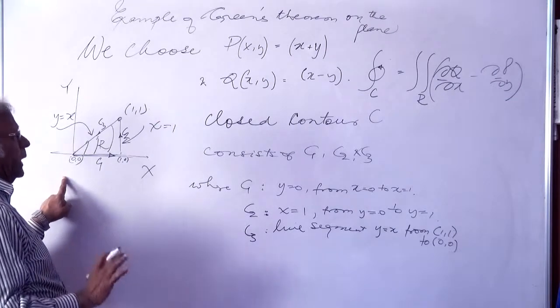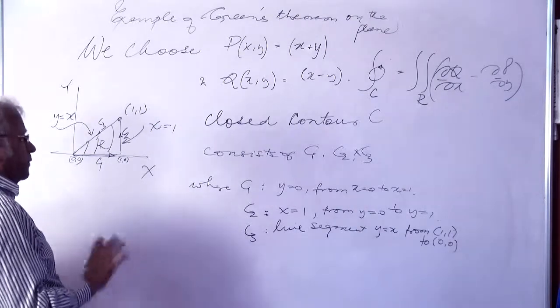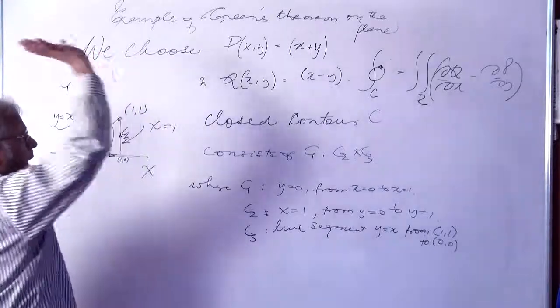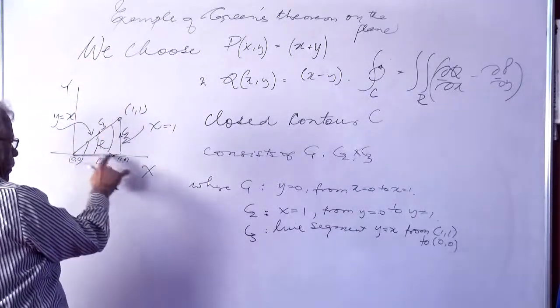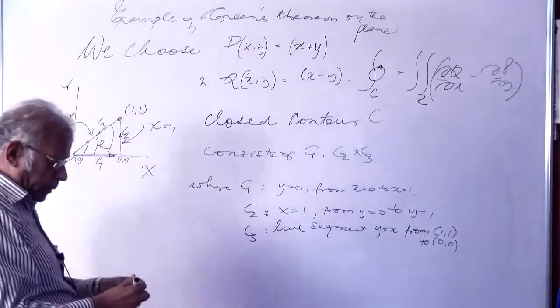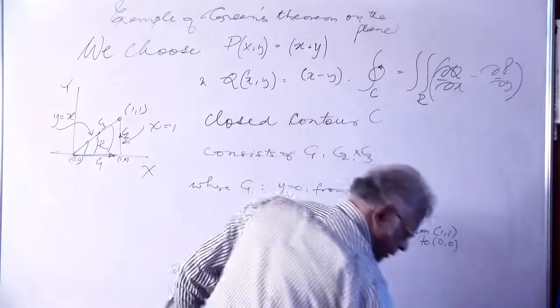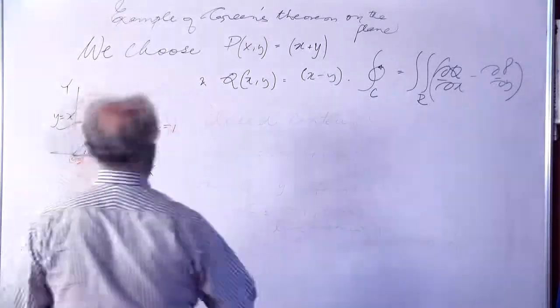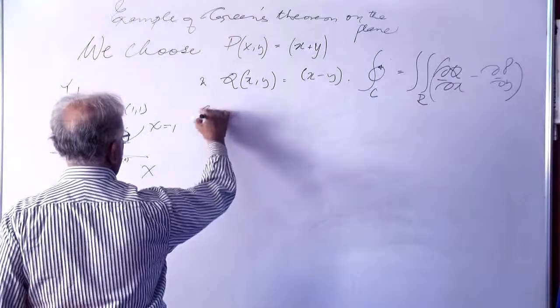We will evaluate in steps. First of all, we'll take the line integral of P dx plus Q dy along C1, then along C2, and then along C3. We will do that in small steps, otherwise chances are that errors will be introduced if we are in a hurry. First is step 1.